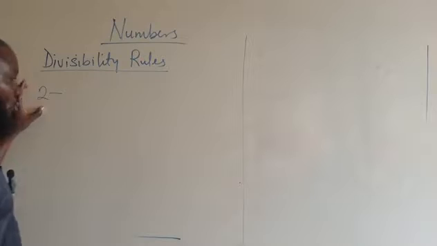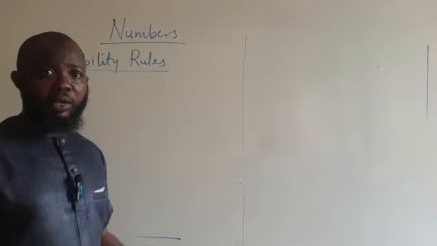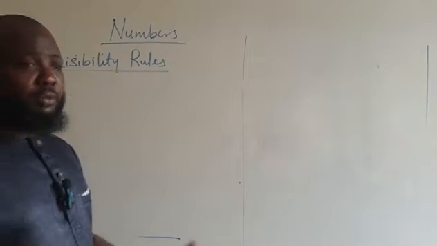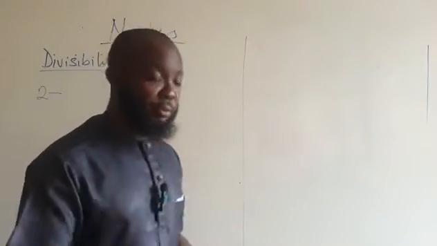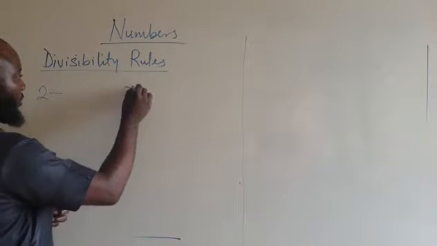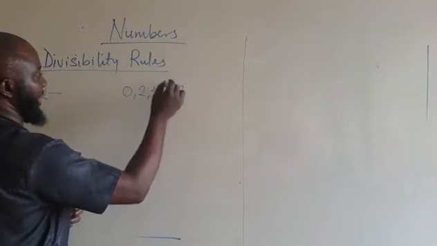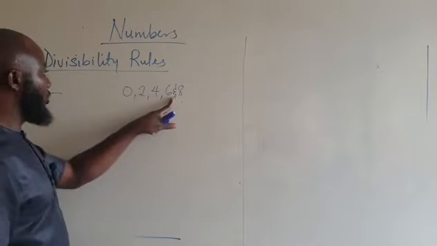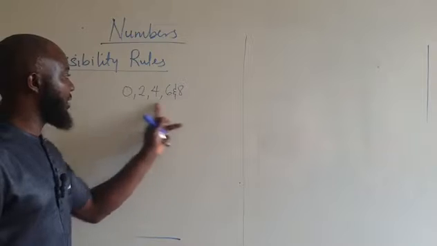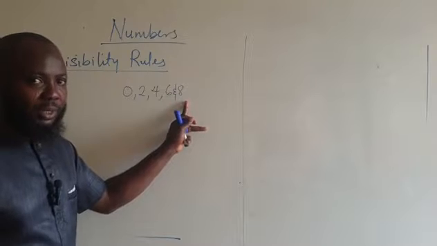Now, we start with the number 2. We all know we can start with 1 because 1 can divide any number without remainder. You still get that same number. So let's start with 2. A number will be divisible by 2 if that number ends with 0, 2, 4, 6, or 8. So if the number you want to divide ends with any of these 5 digits, you can see what I said, 5 digits, not numbers.